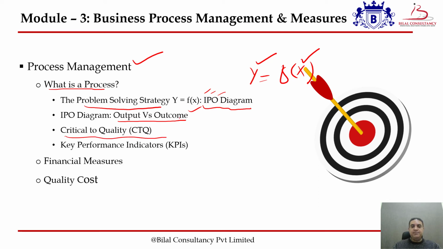So how we can develop that tree diagram in order to define the critical to quality, or we can say the key performance indicators. And then we will discuss different types of measures which we can use to quantify the performance of our particular process. Whether it would be beneficial for us or not, based on those financial measures as well as quality cost measures.